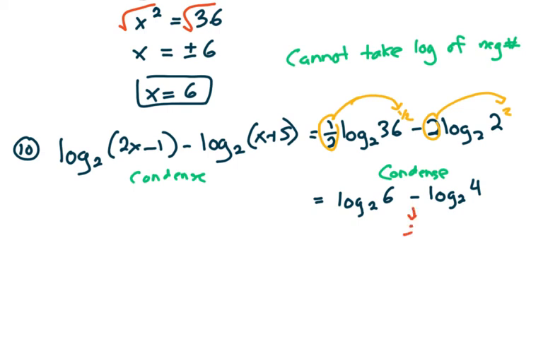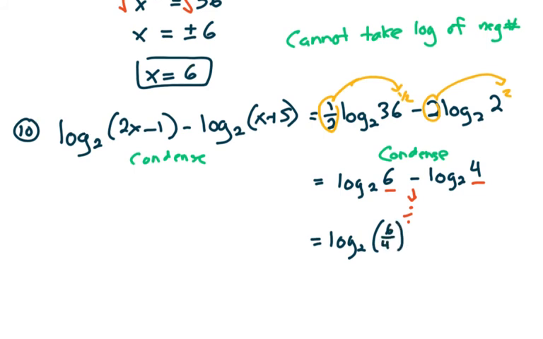Now remember, subtracting means to divide, so I'm dividing 6 and 4. So I'd get log base 2 of 6 over 4. You can reduce it if you'd like. You don't need to right now. Ooh. Should have started a new page because I'm running out.